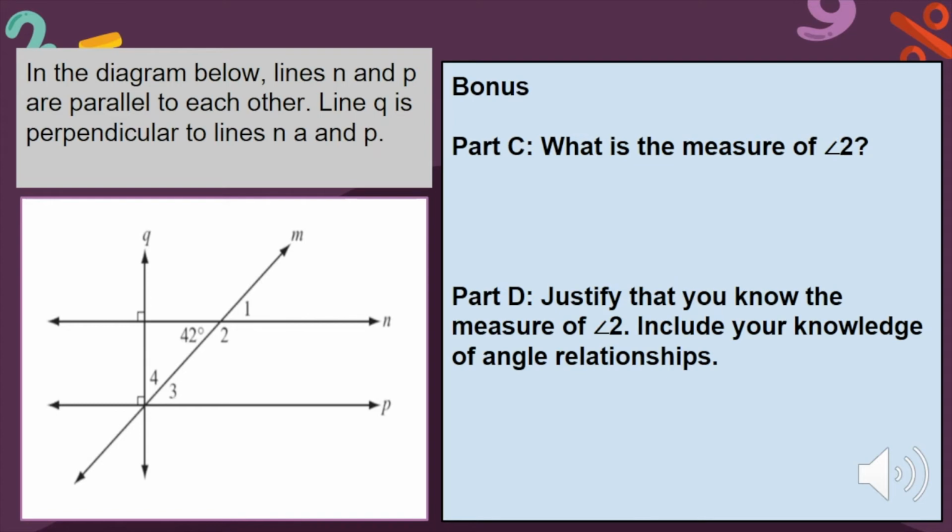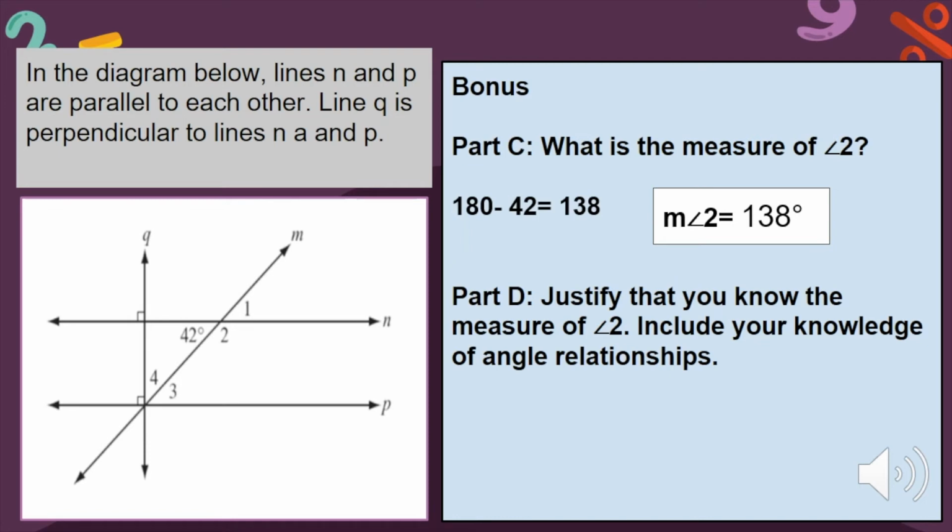Supplementary angles have a sum of 180 degrees. In order to find the measure of angle 2, I would need to subtract 42 degrees from 180 degrees. Let's do some math. 180 minus 42 equals 138. So I could say that the measure of angle 2 is 138 degrees.